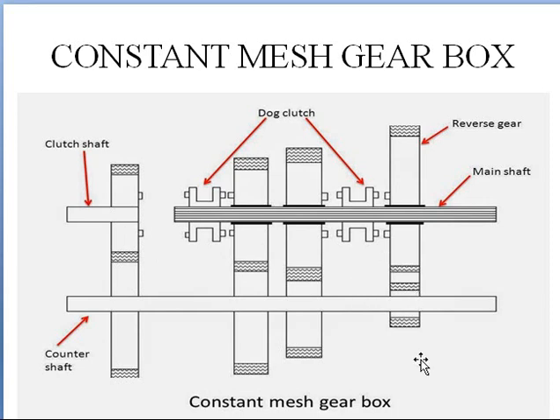Now depending upon our requirement, we just move these dog clutches. Depending upon the movement of the dog clutches, the shaft will start moving. It means the power transmission will take place from the clutch shaft to the counter shaft. And now if this gear is in contact with this gear, the power transmission will take place from this shaft to this shaft to the dog clutch, and as a result the main shaft will start moving because you have splines over the main shaft. So this is how the constant mesh gearbox will work.